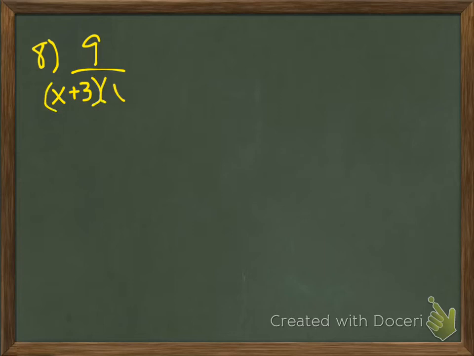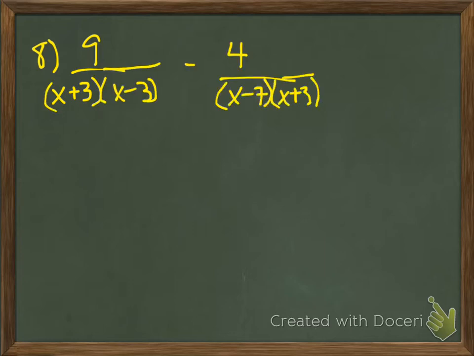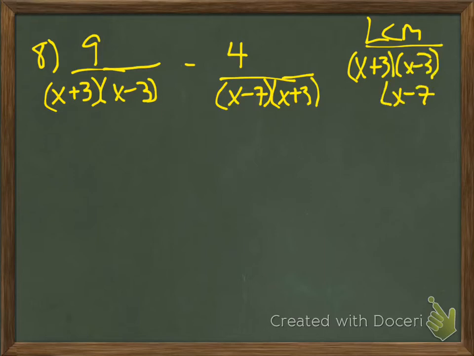Number 8 is kind of the same thing. The only difference is there's a minus, so be careful with that. Now what do they have in common? That's what you start off with. They have in common an x plus 3. So what's missing from the left? X minus 3. What's missing from the right? X minus 7. And again, that combines.